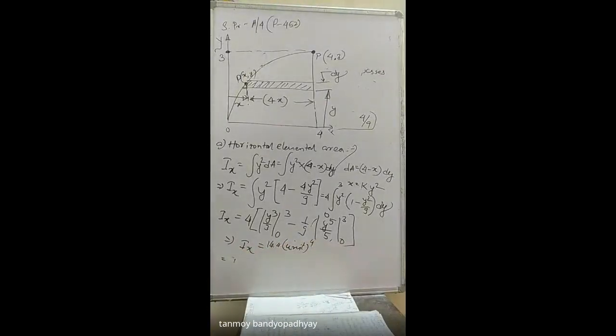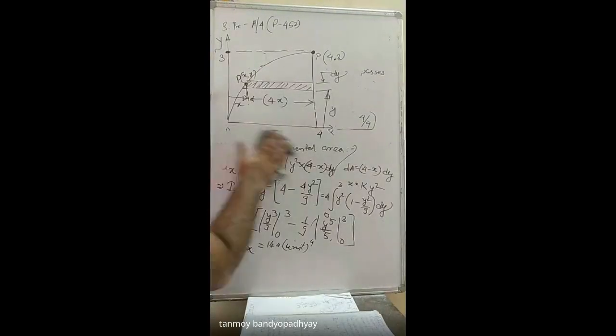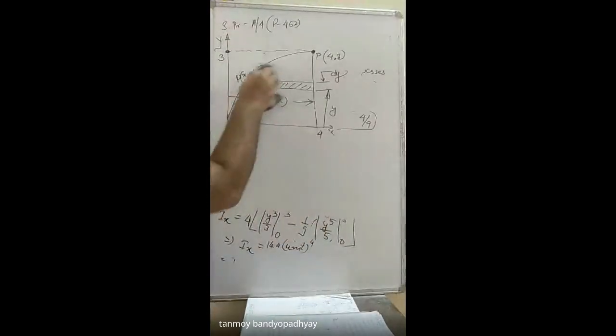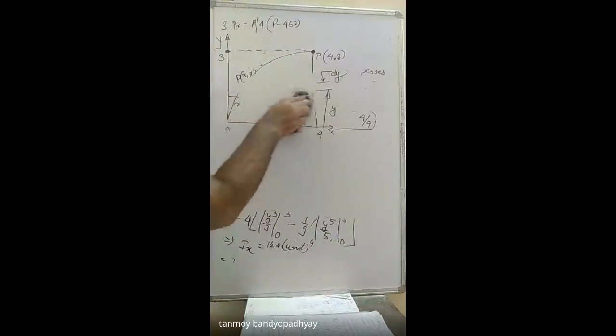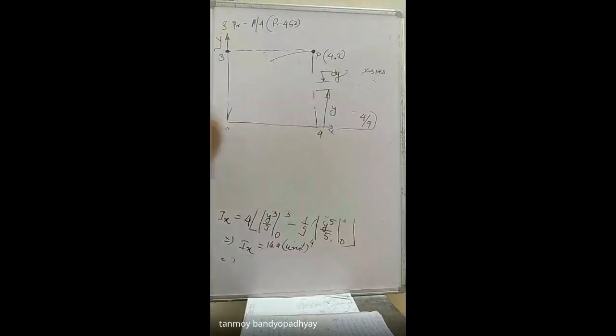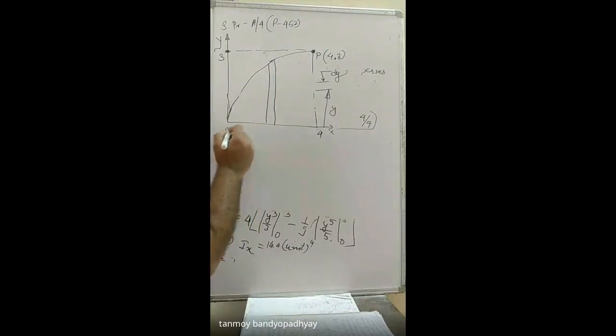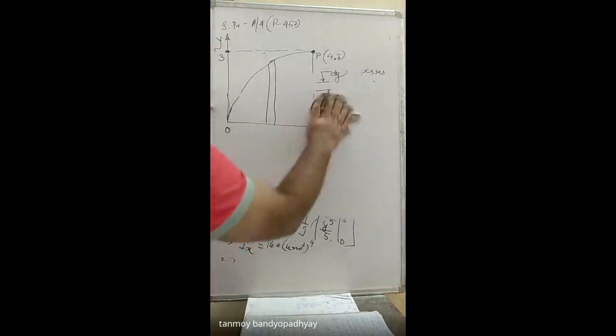Okay, so the next problem is, I'm rubbing this one off. Next problem is you have to calculate Ix itself. In the previous case we calculated Ix based on a horizontal element, and the next problem is where we have to calculate Ix itself using a vertical element. So I hope you can understand that in this case you cannot take the value of y actually. The y variation is not here. So you have to go by the differential method.